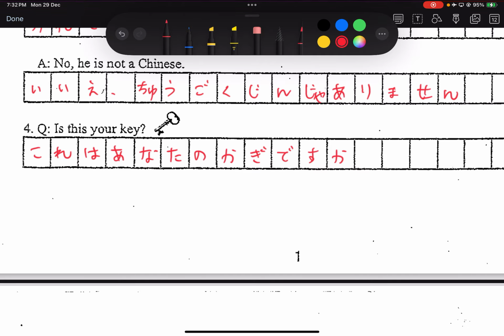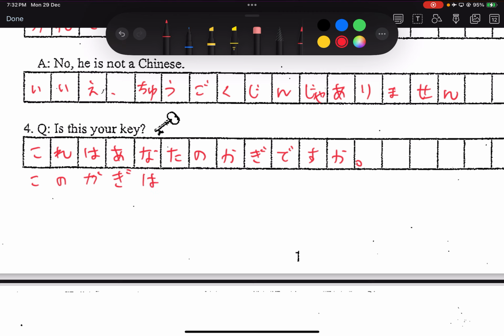Is this your key? Right, so I'm asking a question. Is this your key? Any question to this one? Anyone with any other answer? I have this as well, but I'm just thinking if this is correct also. この鍵はあなたのですか? この鍵はあなたのですか?